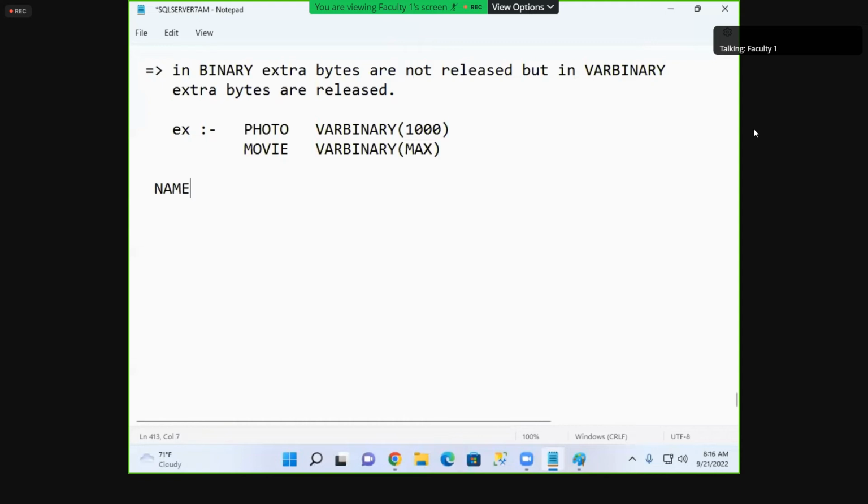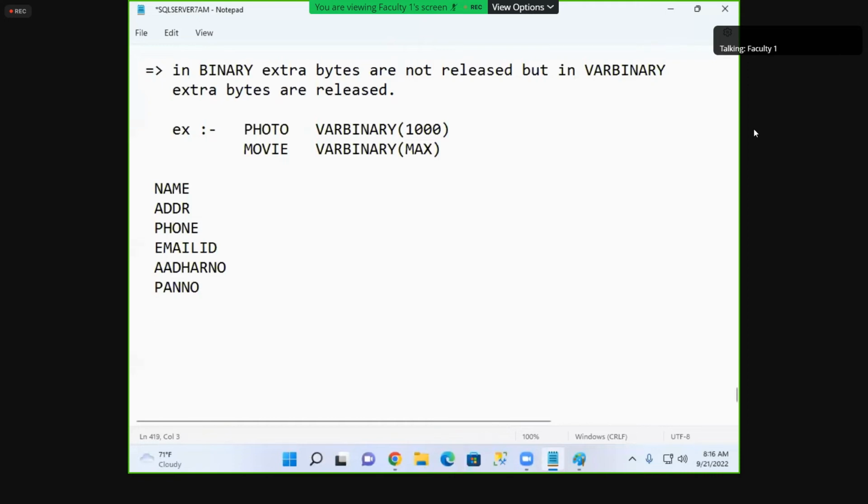Customer name. Can we store customer name in a SQL Server database? Yes. And customer address, we can store address. Phone number, can we store phone number in the database? Yes. Email ID, we can store. Aadhaar number, can we store Aadhaar number in the database? Yes. PAN number, can we store PAN number in the database? Yes.